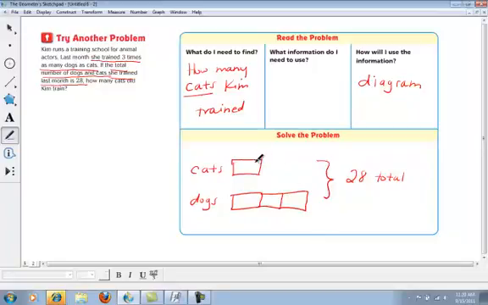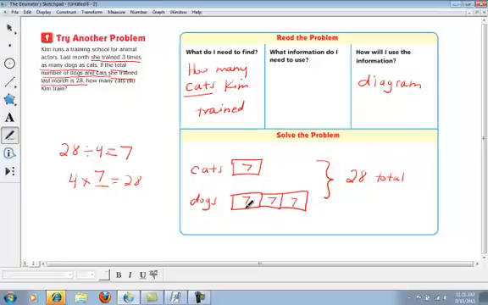Well, I know that if all of these rectangles have to add up to 28, if I take 28 and divide it by 4, that will tell me how many animals are represented by each rectangle. So I'm going to use a related multiplication fact here. 4 times what is 28? Oh, I remember, 4 times 7. So 28 divided by 4 is 7, which means each of these rectangles has a value of 7.